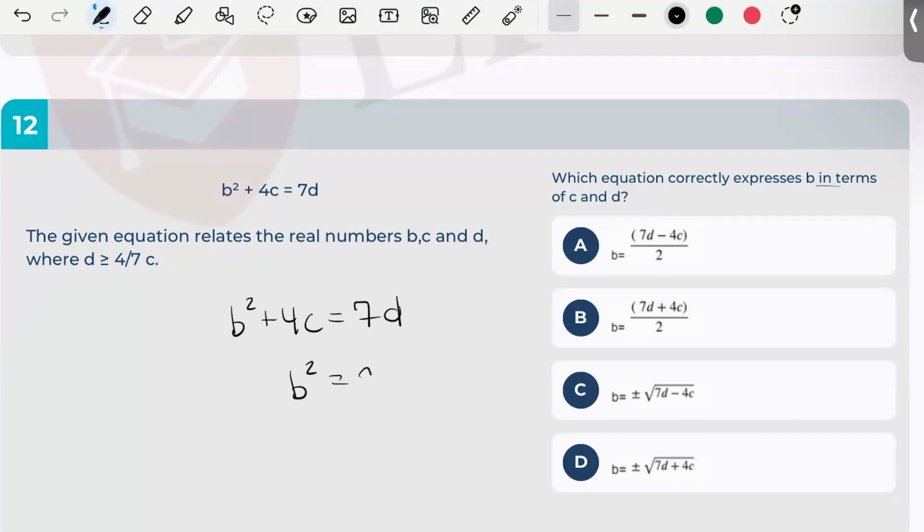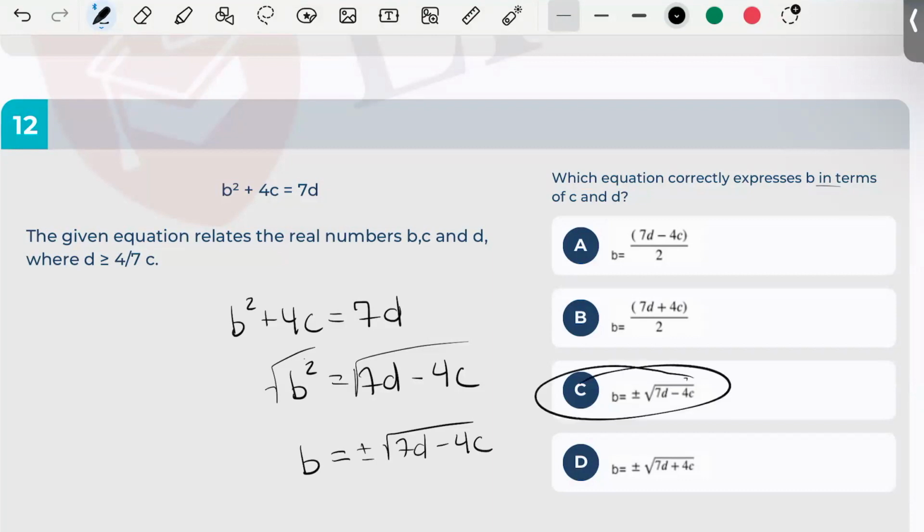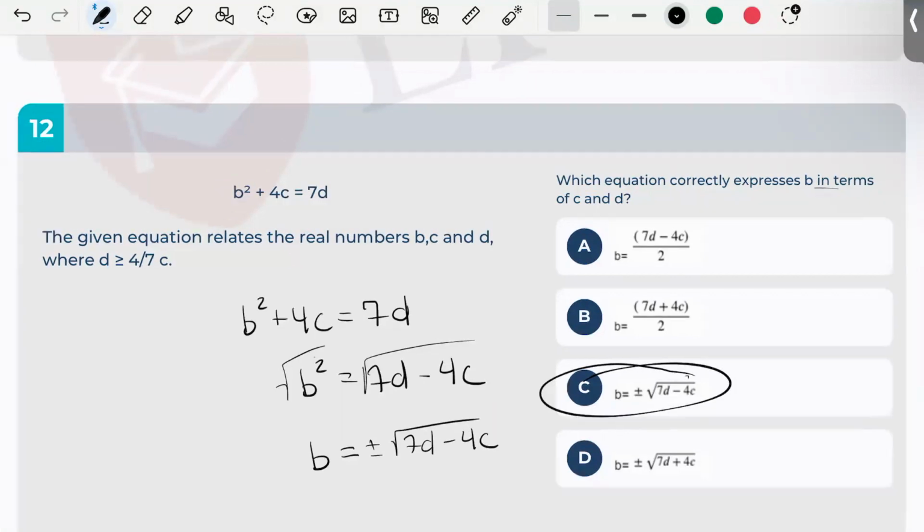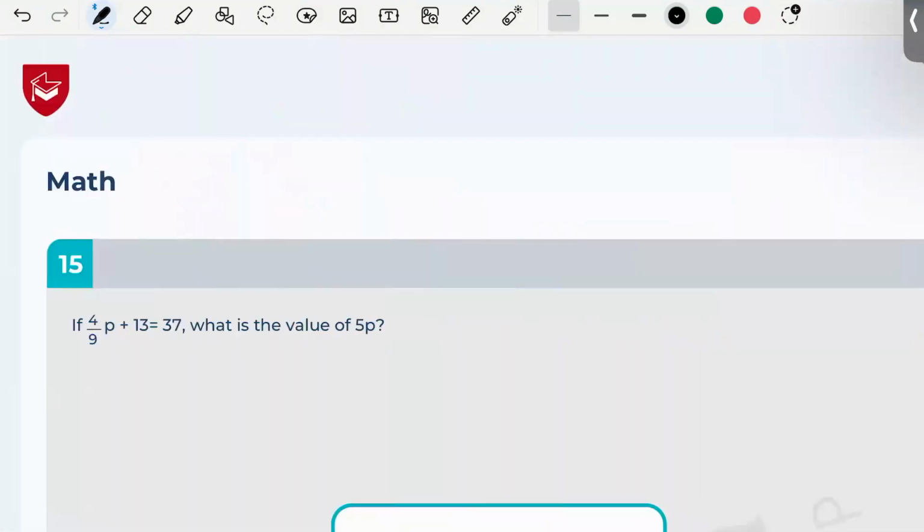So what I'm going to do is move the 4c over. And then I just need to take the square root of each side. So b will be equal to plus or minus, because b is squared, the square root of 7d minus 4c, which looks like correct answer C. These ones, they come up quite frequently, the equation manipulation. So not surprised to see it on the June SAT.